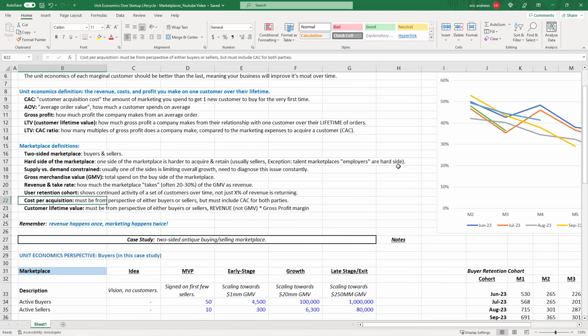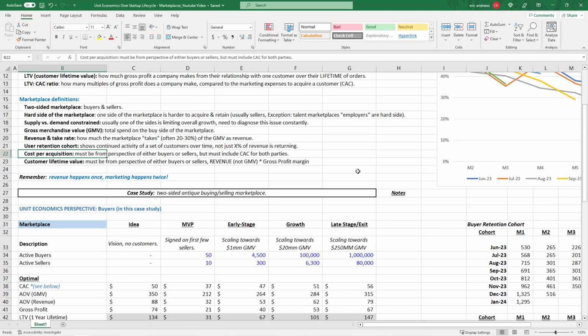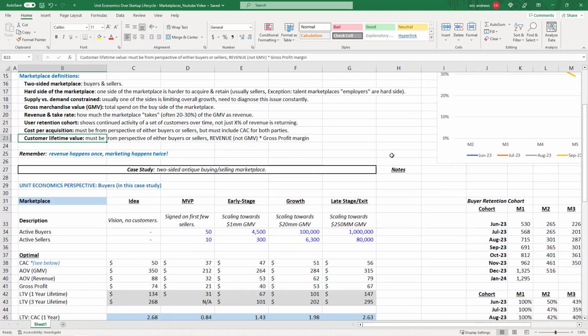And then customer acquisition costs, we just covered that. But the issue with marketplaces is because you have to acquire buyers and you have to acquire sellers, there's a CAC for both parties, but there's only one transaction that they share. So you need to actually look at both sides of the marketplace and create a calculation to combine the CACs based on the revenue that was generated. I'm going to show you how to do that in a sec. And then the customer lifetime value, again, you need to actually look at this from the perspective of either the buyers or the sellers, but not both because they share the revenue. So revenue happens once, marketing happens twice.